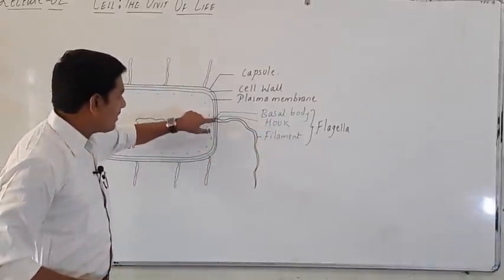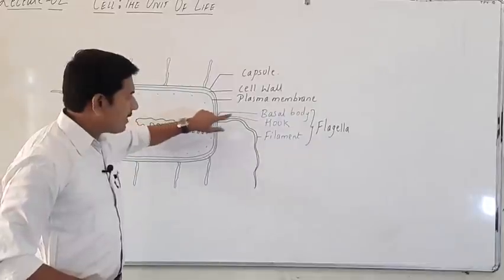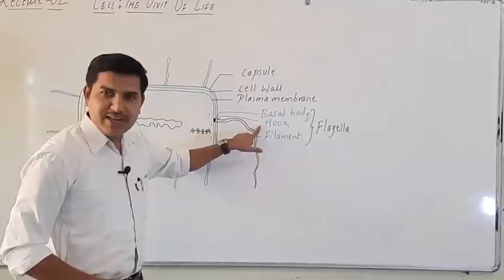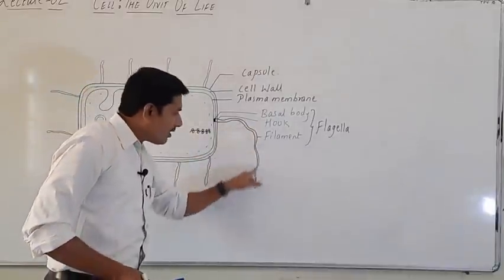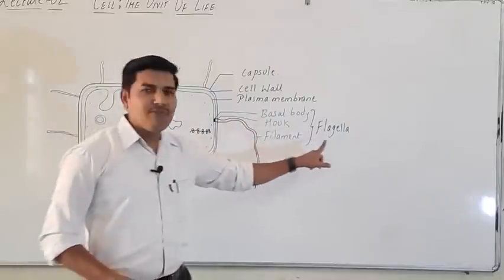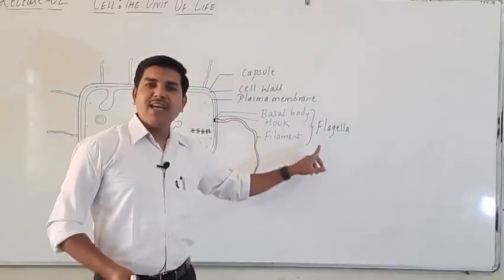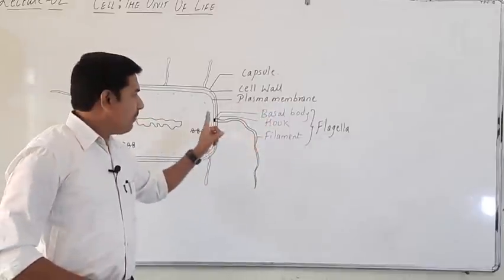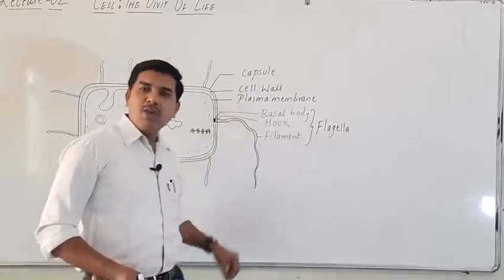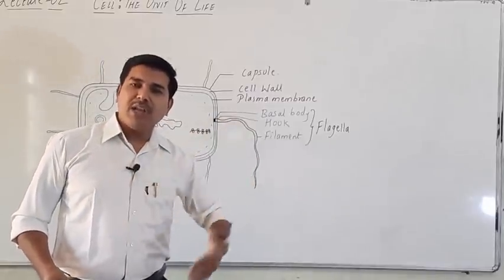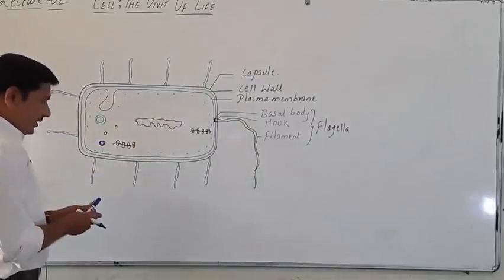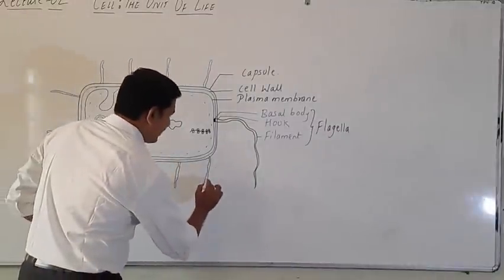At the base is the basal body. From the base, the next part we call the hook. Then a long thread-like structure, the filament. These three together we call a flagella. Flagella consists of three parts: basal body, hook, and a long filament. The filament is very long and helps in motility.